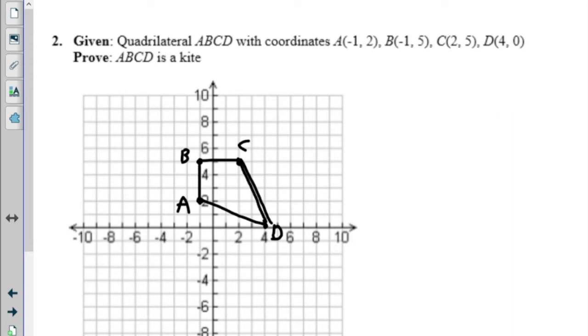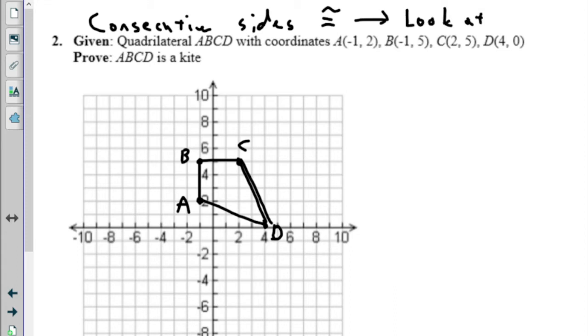And remember that in a kite, I want the consecutive sides to be congruent. And if I want to know about consecutive sides being congruent, then the formula that I want to look at is my distance formula. Distance formula because I want to know about sides being congruent. And the distance formula is what helps me figure that out.